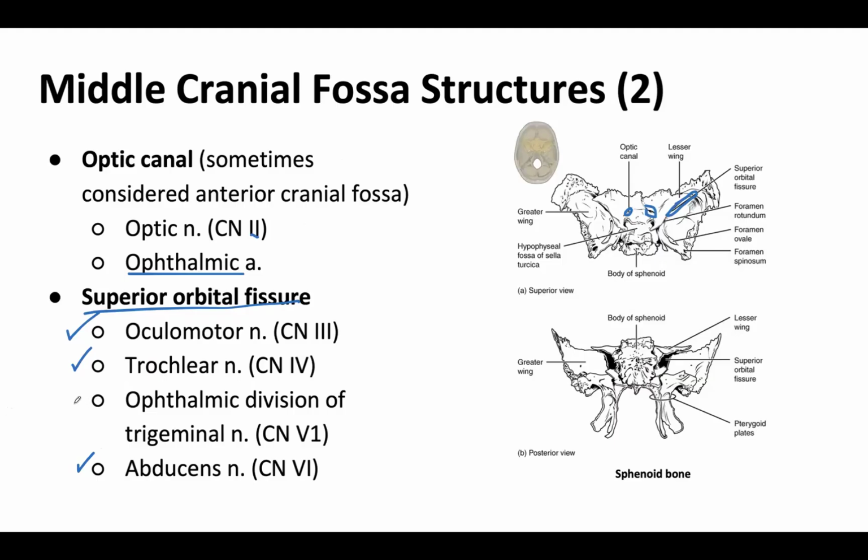The ophthalmic division of the trigeminal nerve is a purely sensory nerve, so it's bringing back information from the orbital region back to the brain, but this is not the special sensory for vision. That's more general sensory. The special sensory is coming from this optic nerve.